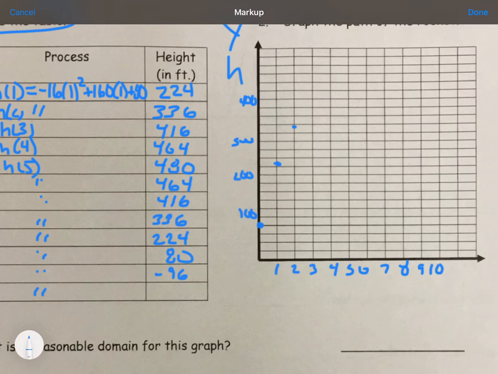then to 416, 464, 480, back to 464, back to 416, down again to 336, to 224, to 80, and then it goes off. So does it make sense, if it's a parabola, that it hits the same y values coming back down? So it's equidistant, because remember, we have an axis of symmetry.